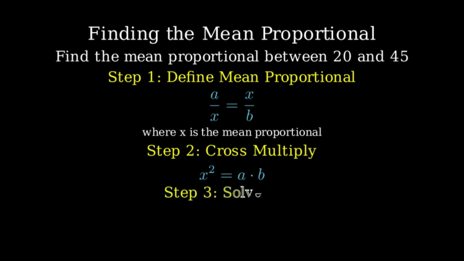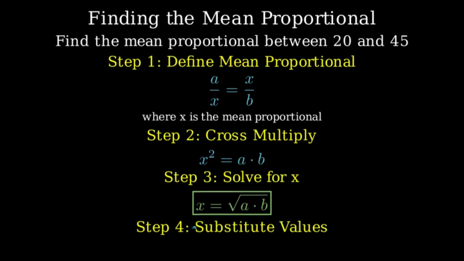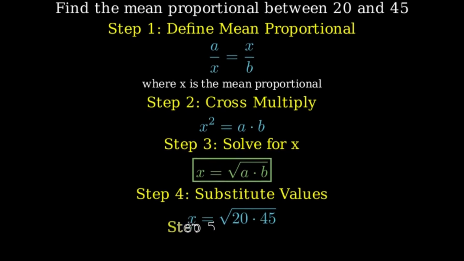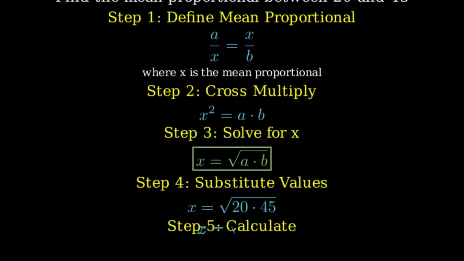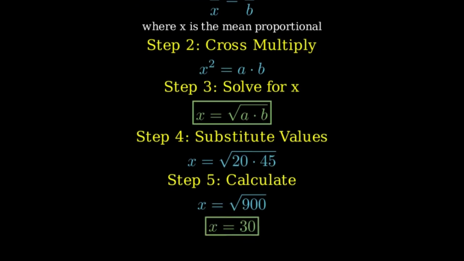Step 3. To solve for x, we take the square root of both sides. This gives us our formula x equals the square root of a times b. Step 4. Now let's substitute our values. We have a equals 20 and b equals 45. Step 5. Let's calculate this. First, multiply inside the square root. 20 times 45 equals 900. Then take the square root of 900, which equals 30.